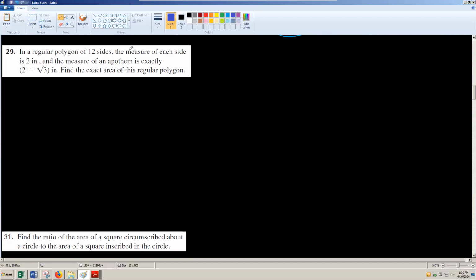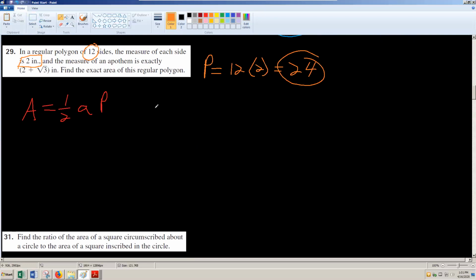Well, easy enough. I have a formula that tells me the area of all my regular polygons, and that is 1/2 my apothem times my perimeter. So now I'm going to fill in the bit that I know, which is that I've got 12 sides, and each side is 2 inches. So my perimeter is going to equal 12 times 2, 24, and we'll throw that in right here.